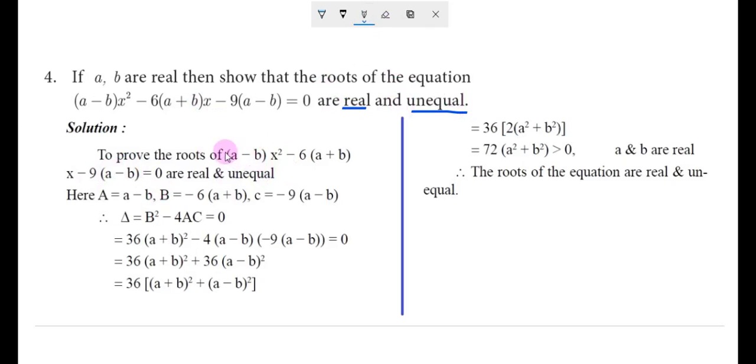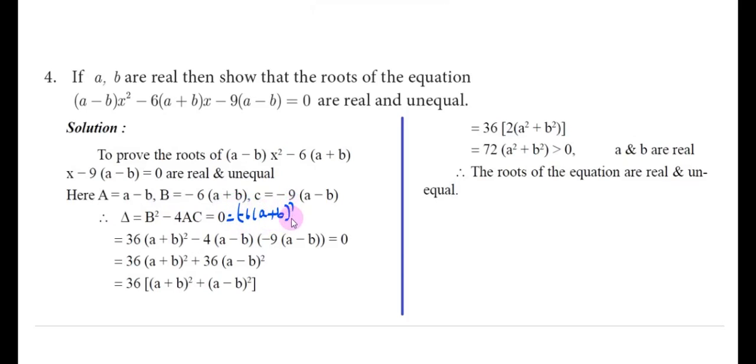Now it is rightly given: the equation (a minus b) x square minus 6 (a plus b) x minus 9 (a minus b). Just compare. This is a, this is b, this is c. I write directly: a equal to a minus b, and b equal to minus 6 into a plus b, and c equal to minus 9 into a minus b. So del equal to b square minus 4ac. The b value is minus 6, so minus 6 into a plus b.